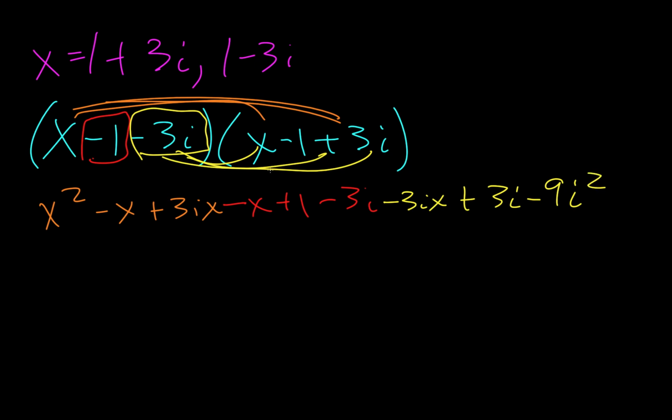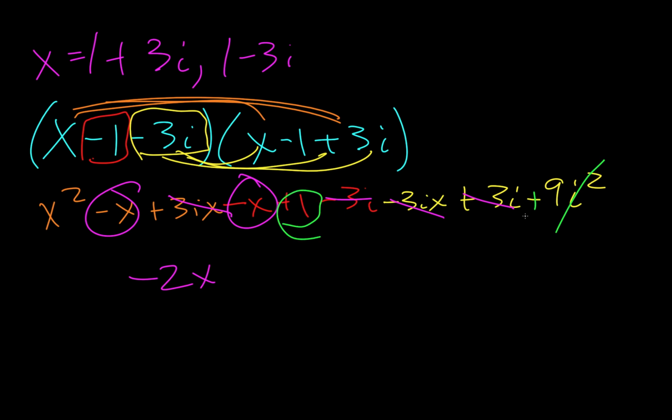Okay, so we have 3ix, negative 3ix, so those cancel. We have negative 3i, positive 3i, so those cancel. And we have negative x, which would be negative 2x. Now we do our shortcut, cross this out, change the sign. So 9 plus 1 is going to be 10. And then we can just bring our x squared down right here.